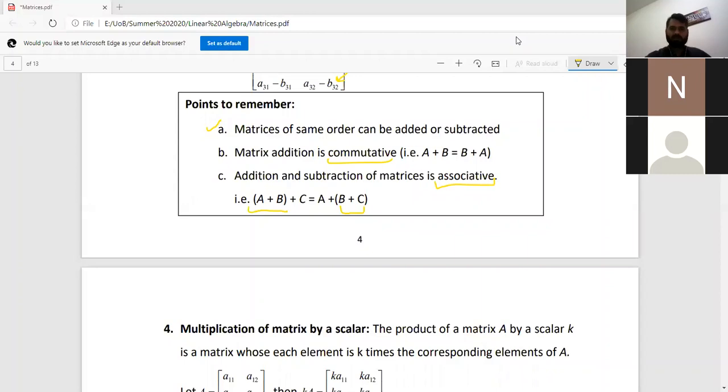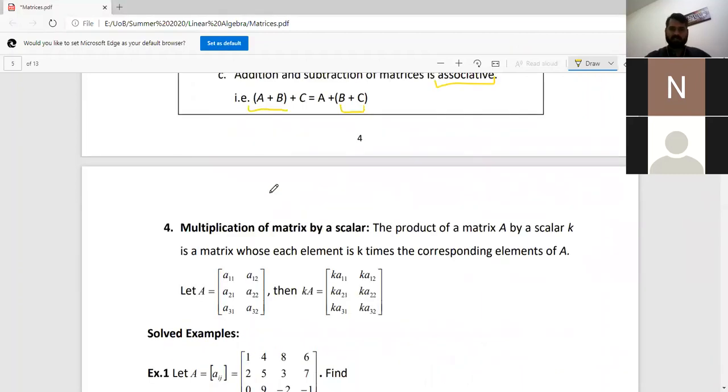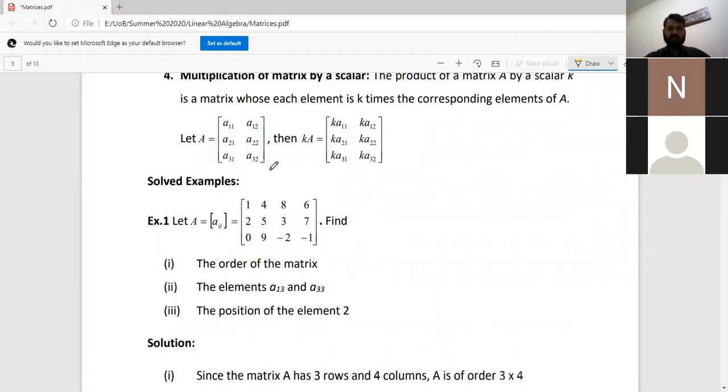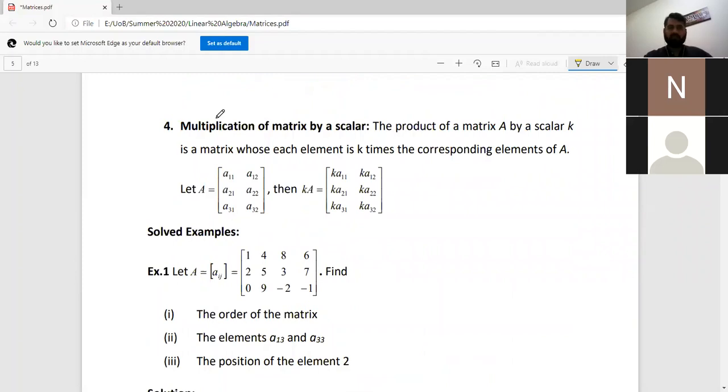Good. So let's move on to some examples. Before examples, we have one more thing: multiplication of a matrix by a scalar. We are still not multiplying two matrices. This is a multiplication by a scalar. So if I multiply a number with a matrix, what happens?